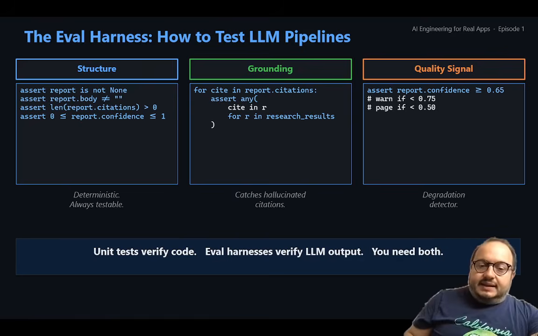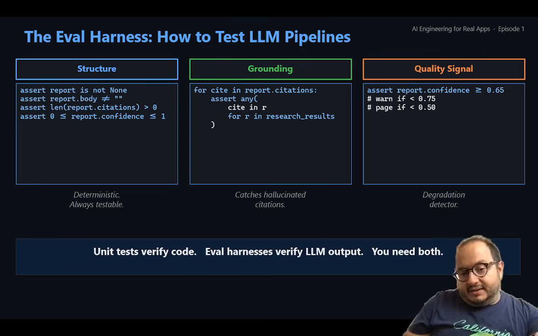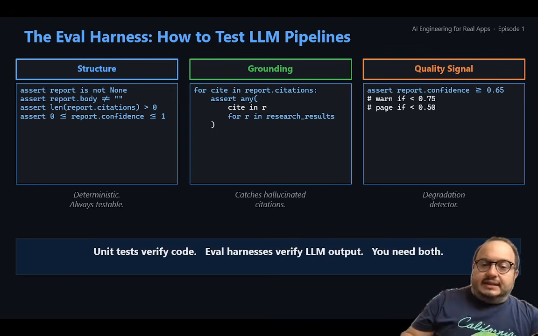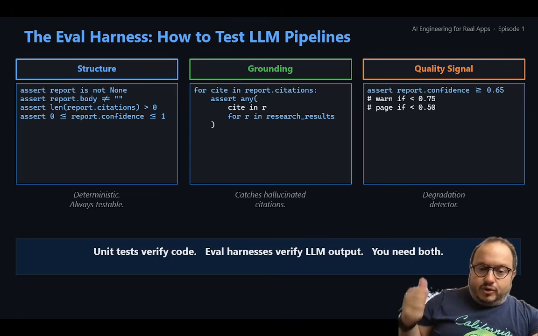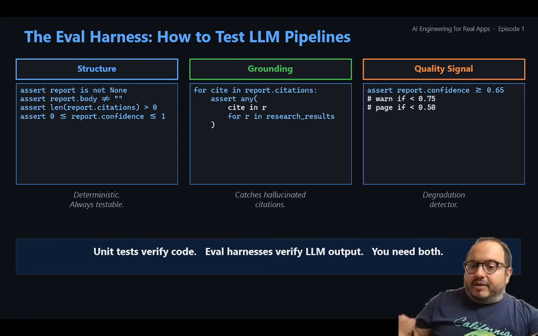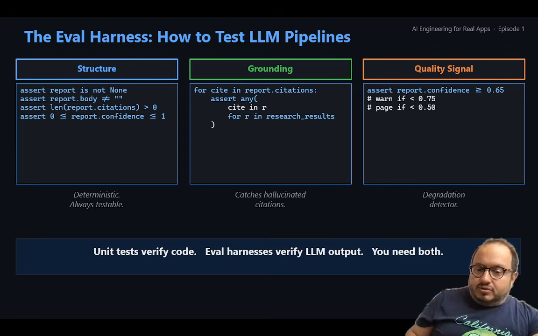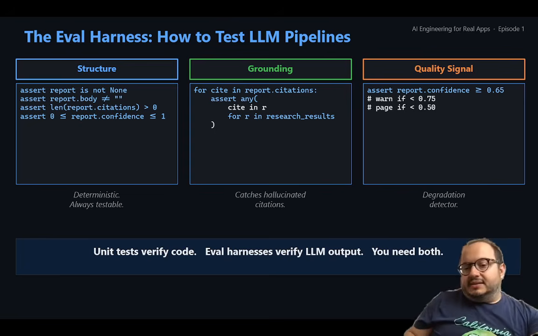What you want instead is an evaluation harness. An evaluation harness tests the structure and quality of the output, not the exact content. For our pipeline, an evaluation harness checks 3 things. First, the shape. Does the response have a report? Does the report have a body, citations, and a confidence score? If any of those are missing, the pipeline has a structural failure. This is deterministic. You can assert on it exactly.